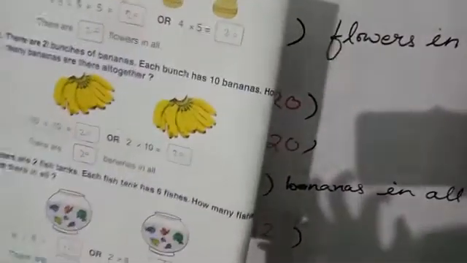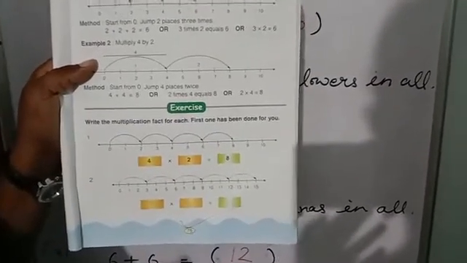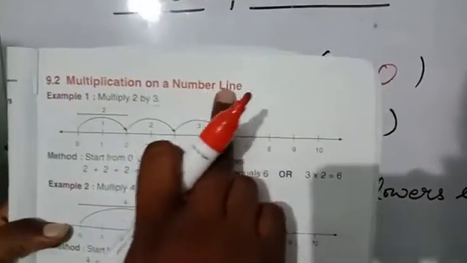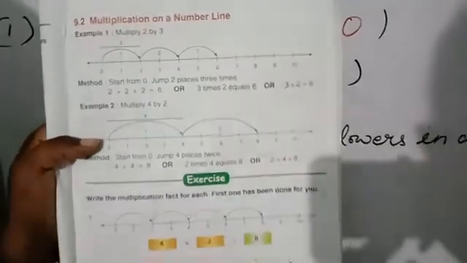Now your today's homework is you have to learn and write the tables in your maths copy or rough copy. And we will discuss the next topic, that is multiplication on a number line, in the next video.